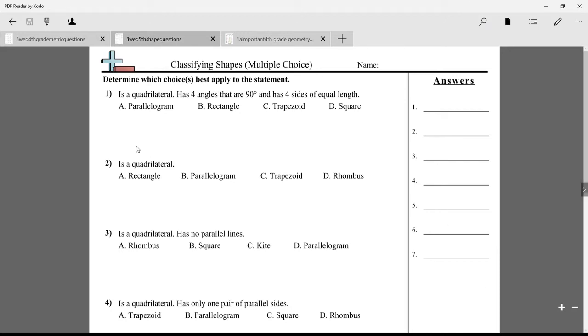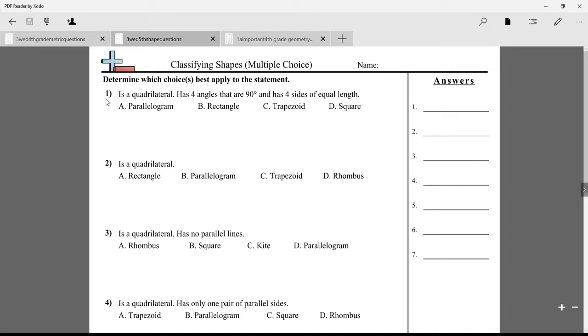Today we are going to talk about shapes and basically just answer some questions about these shapes, specifically quadrilaterals, which are shapes that have four sides and four angles or vertices. So this is actually quite a good sheet here. It has "determine which choices best apply to the statement." Choice or choices, so multiple answers can be right, which I definitely like because a lot of these shapes have overlap, right?